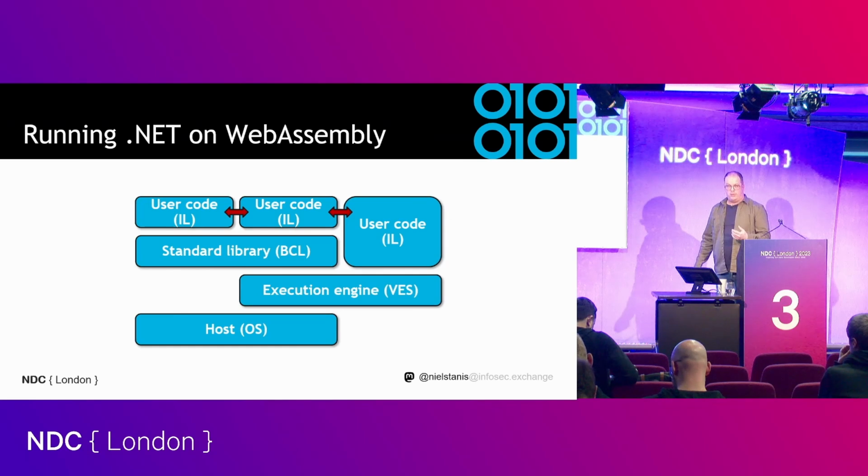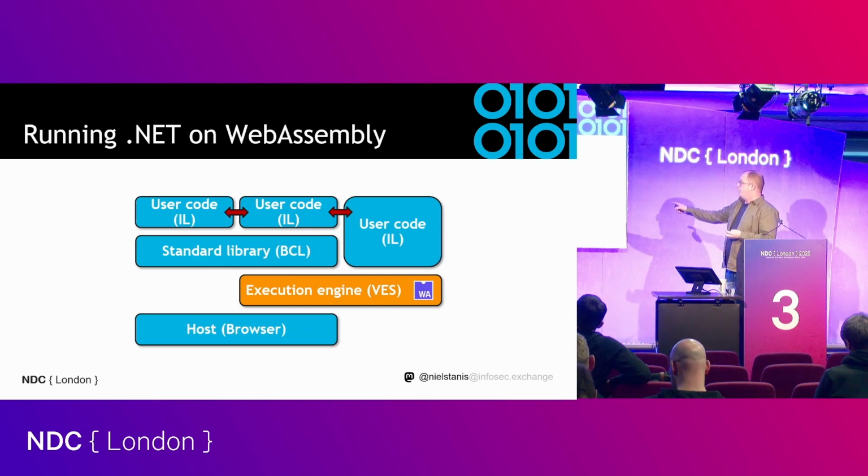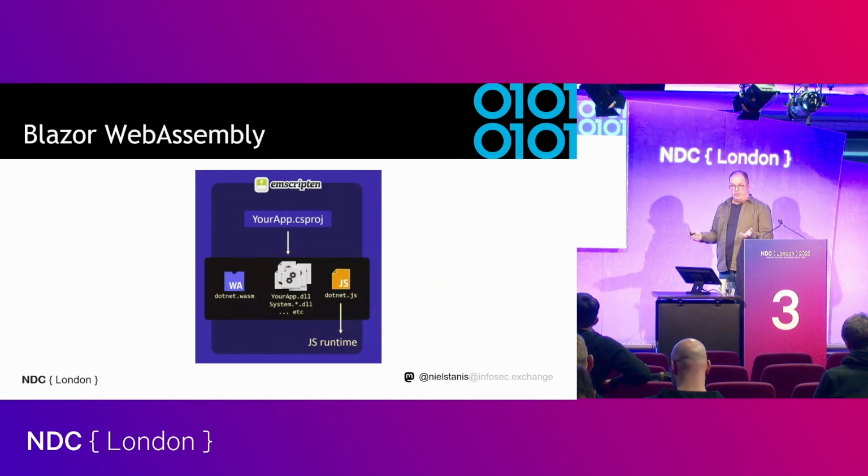It bootstraps .NET. It starts out. It will run the code that we've written, the IL, and it will execute it. And it's run on top of a host. How can we run .NET on WebAssembly? We can, of course, take the execution engine, compile it into WebAssembly, right? And then host it inside of the browser. This is, of course, exactly what happens with Blazor WebAssembly.